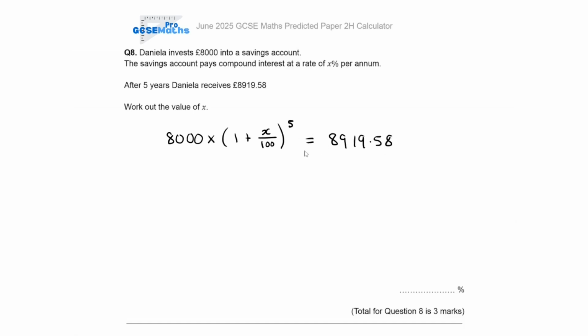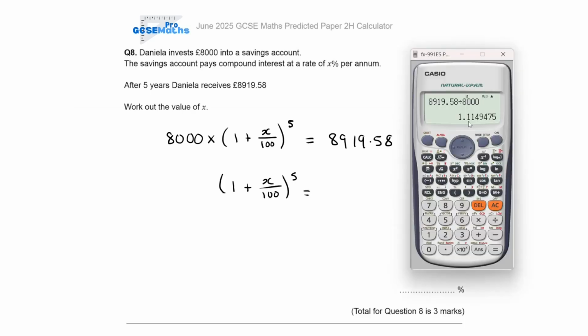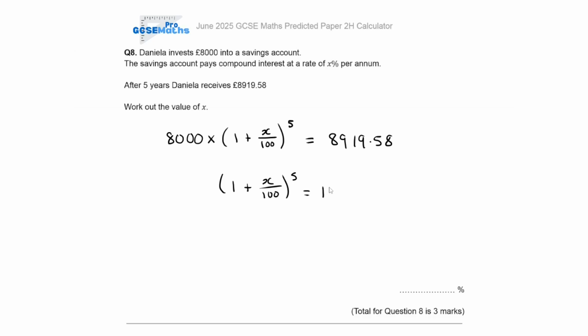And now the only thing in my equation that I don't know is X, so all I need to do is rearrange this. So the first thing I'm going to do is divide across by 8,000. As you can see, that gives me loads of decimals, so I'll just write down a couple, maybe 1.1149. Then I need to get rid of my power of 5, so I'm going to root both sides.